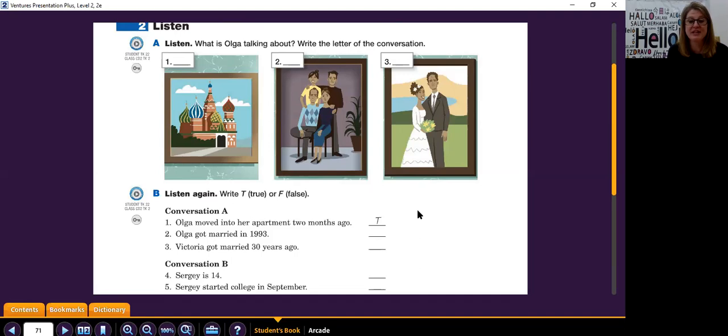Here is conversation C. Is that a picture of Russia? Yes, that's in Moscow. Did you live in Moscow? Yes, we met in Moscow. We went to school there before we got married. It looks like an interesting city.